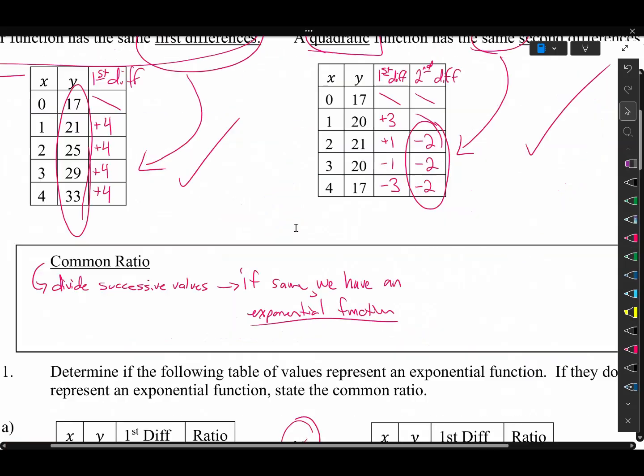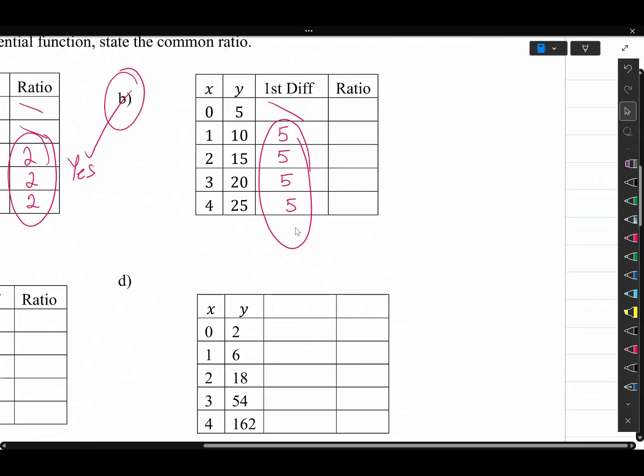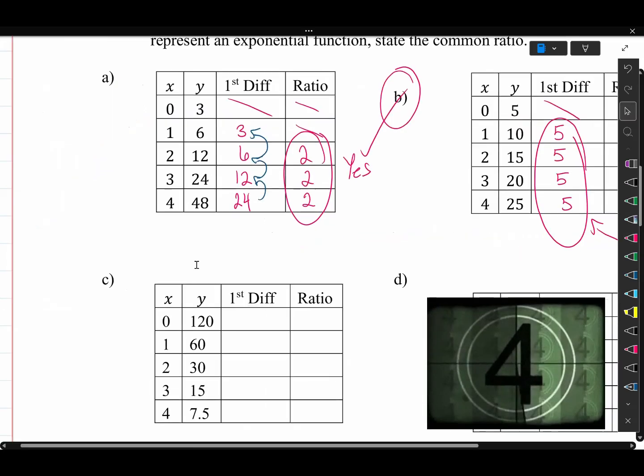If our function is linear, then it is not. I'll repeat, if our function is linear, it is not an exponential function. So here we would say, okay, this is linear, not exponential. I want you to try out C.